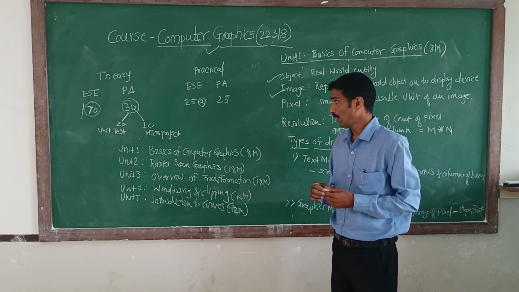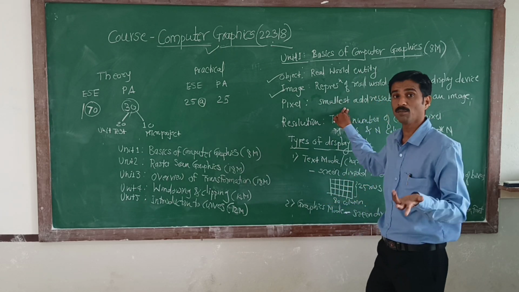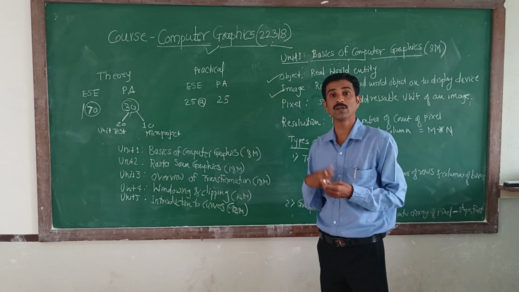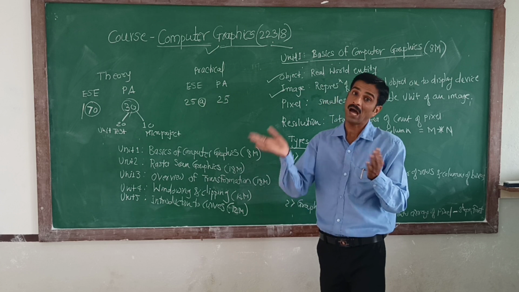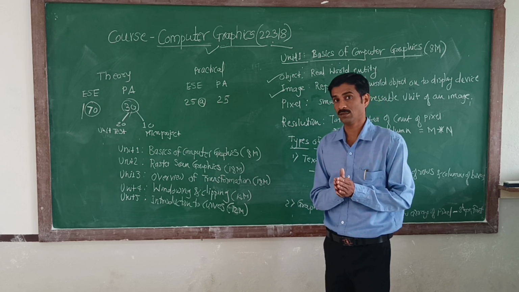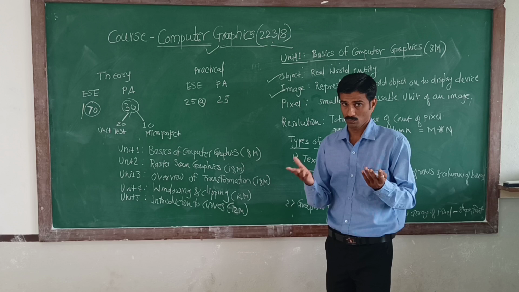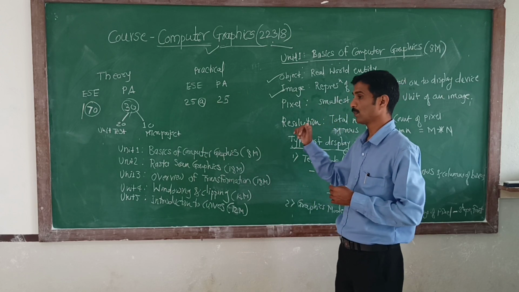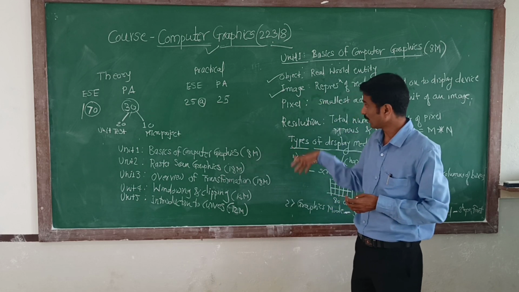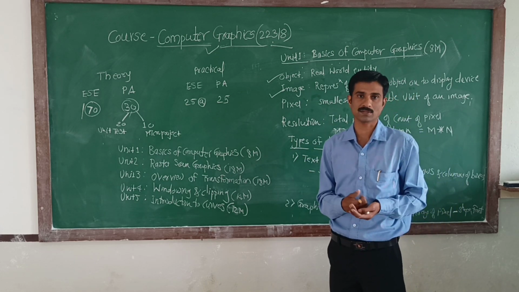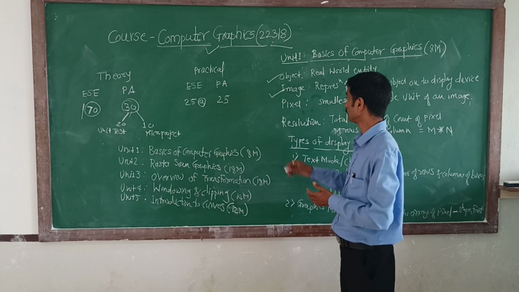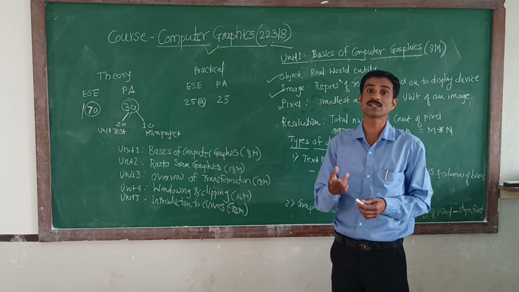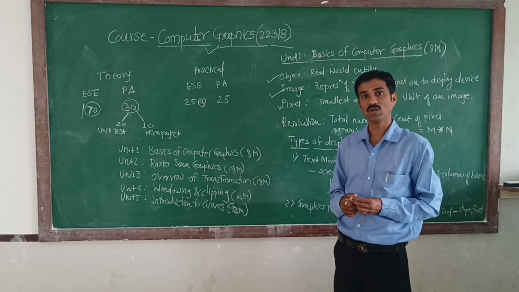In another word, a pixel may be called the smallest addressable unit of an image. You can write any definition for the pixel, and these definitions may be asked for 2 marks in your theory paper. Pixel is also called a picture element.